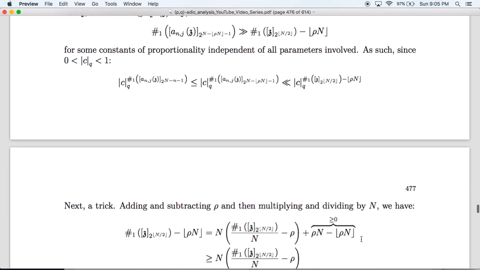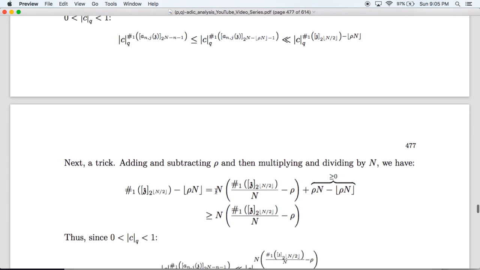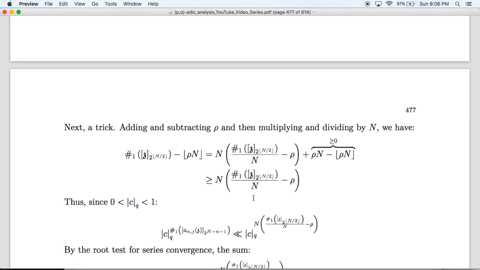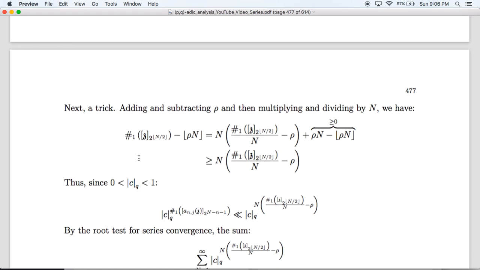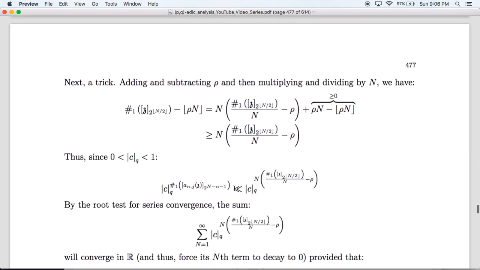Now a trick. We're going to add and subtract rho from this exponent, and then multiply and divide by n. So here we added and subtracted rho, and then we multiplied and divided by n. The reason we're doing this is because this particular ratio is going to be of statistical import relevant to z. If you happen to know about natural densities, I bet you can figure out where I'm heading with this. So, using this inequality, because again c is between 0 and 1 in q-adic absolute value, we have that term is proportionally less than this thing.